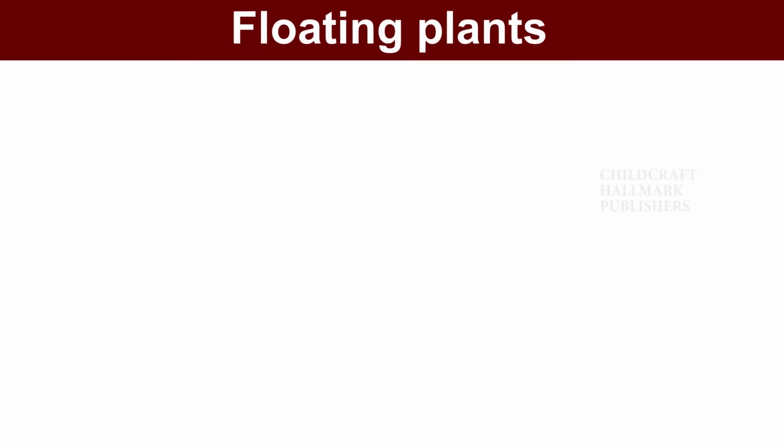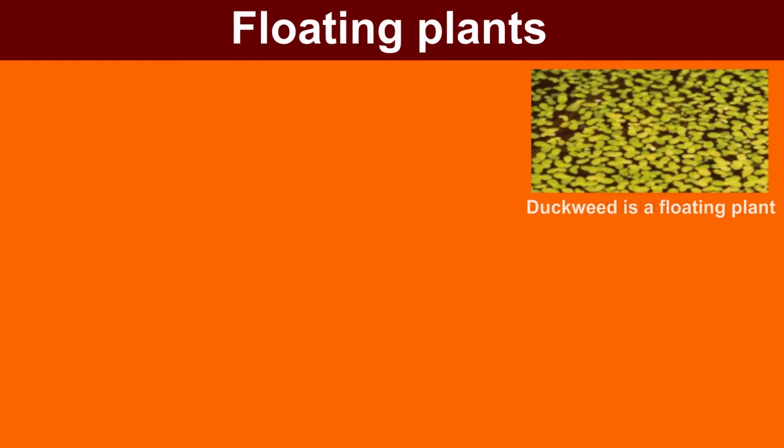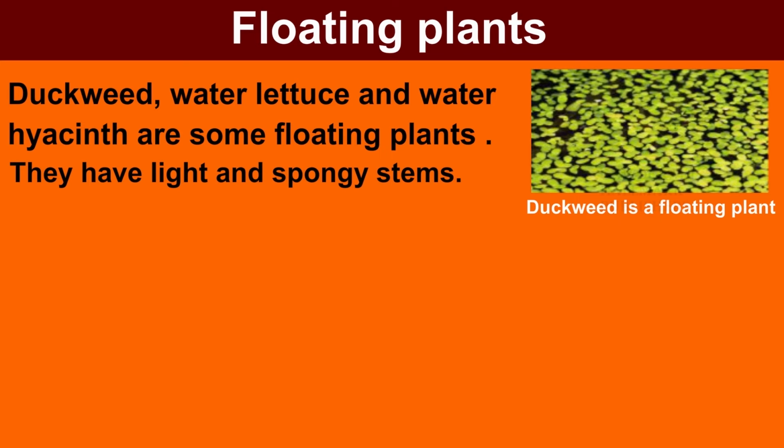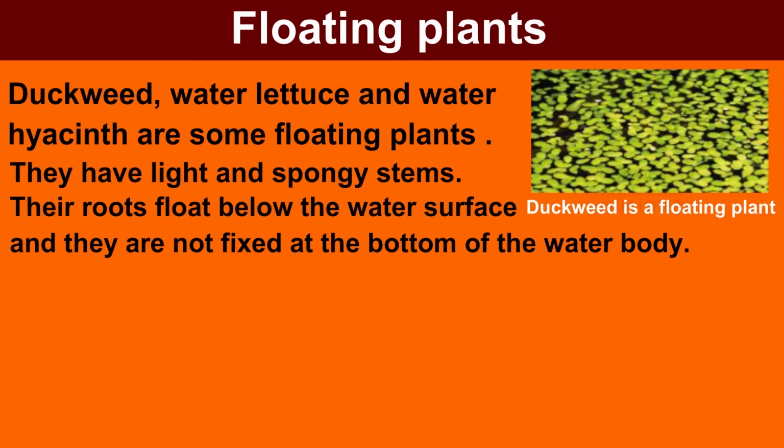Floating plants. Duckweed, water lettuce, and water hyacinth are some floating plants. They have light and spongy stems. Their roots float below the water surface and they are not fixed at the bottom of the water body.